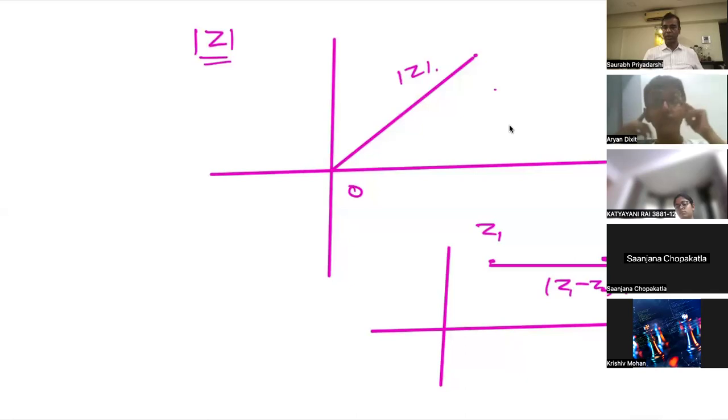This is modulus Z, and the distance between the two: a line is drawn PQ, or Z1 to Z2. The distance from Z1 to Z2 is mod of Z1 minus Z2. And this is denoted by modulus, meaning this is the line, translated by Z2. Write it down. Done, everyone? One minute.